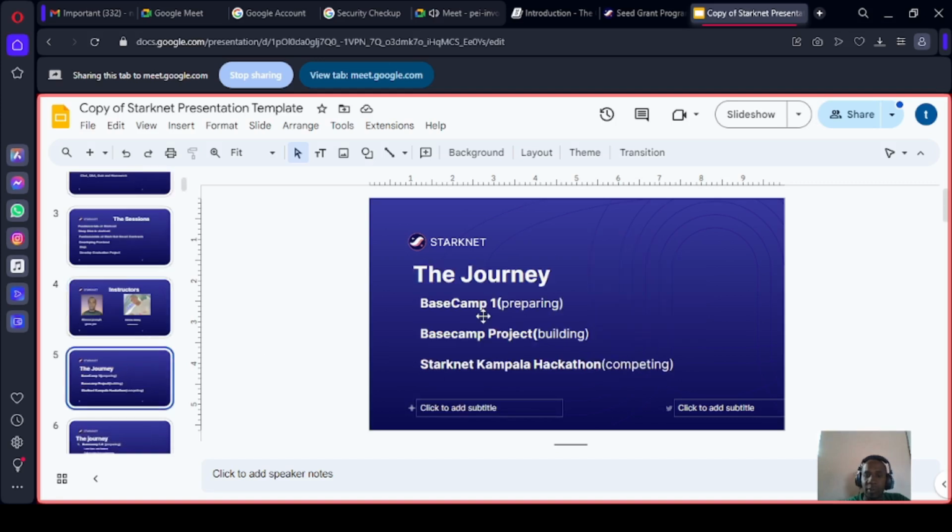So this is our journey. The Basecamp is purposely for preparing you, and then the build camp is for building. Before the Basecamp ends, your graduation project is the build camp project. Then after the Basecamp is done, we shall have a hackathon, the Starknet Kampala hackathon, to implement everything that we've learned, and there shall be cash prizes to be won.